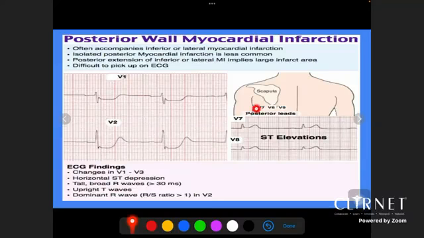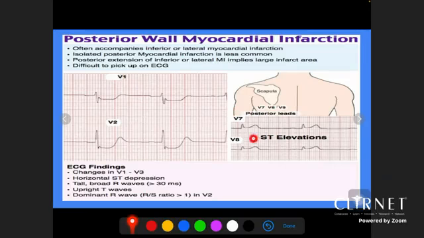Here the posterior leads V7, V8, V9, and these are extra leads that we put to check for posterior MI. So you will get limb leads the same, but you will put V3, 4, 5, or V5, V6, you will put in this pattern at the back to show the posterior leads.